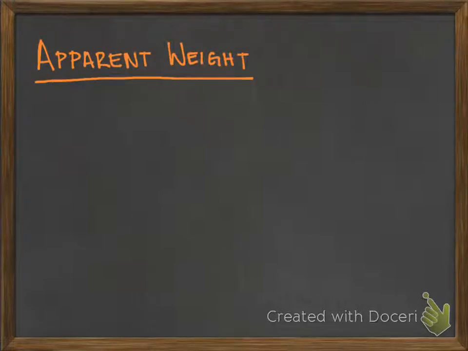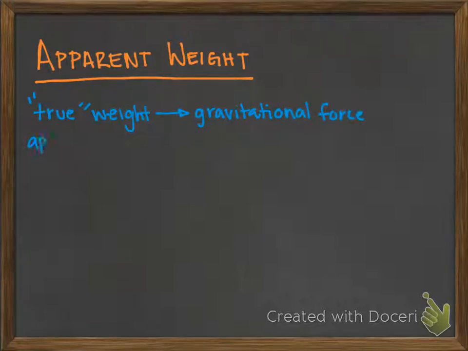Okay, so now we go on to apparent weight. Apparent weight is actually in contrast to true weight. Your true weight is your actual gravitational force, and your apparent weight is just the force the object exerts on the scale with which it is in contact. So what you see on the scale.